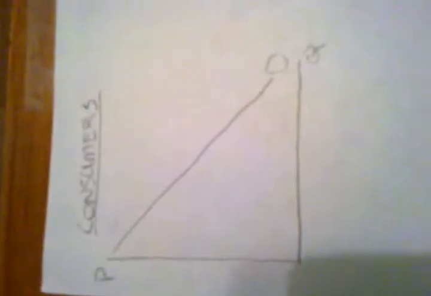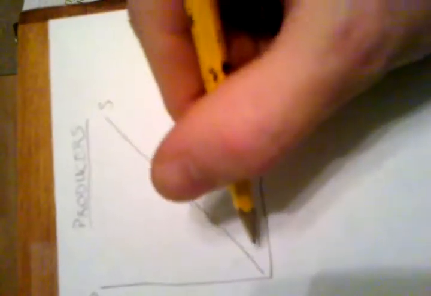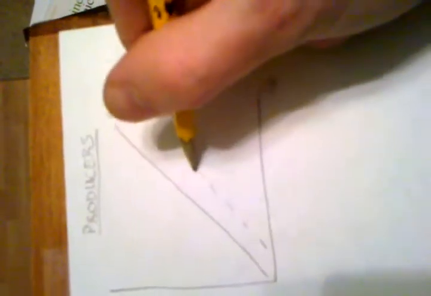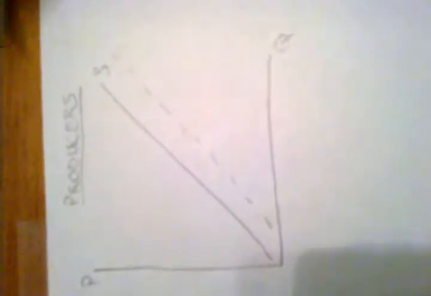Well, with consumers, we have our demand curve, and after the subsidy, it's going to increase the demand curve by shifting it upward, as opposed to taxes where it would shift it downward. And with producers, we have our supply curve, and after the subsidy is in effect, it's going to shift the supply curve down, whereas if it was taxes, it would shift it up.